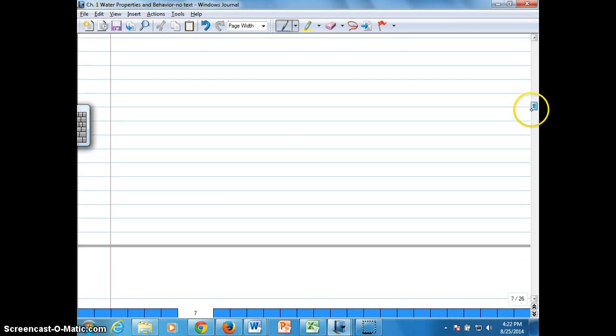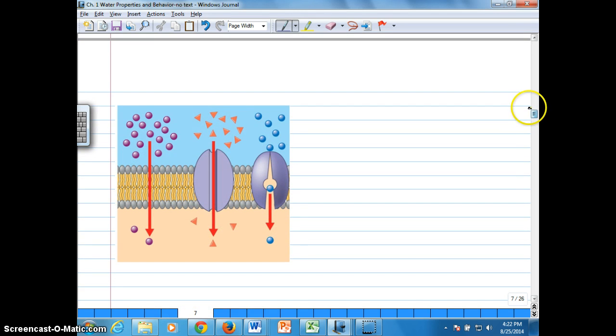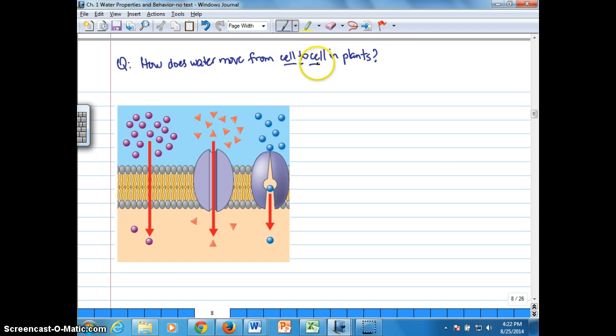We're going to skip a slide here and go into this figure that you might recall that demonstrates some ways that water moves between plant cells. So our question here that we can refer to is, how does water move from cell to cell in plants? That's what we're concentrating on here. And I want to stress that we're talking about cell to cell.